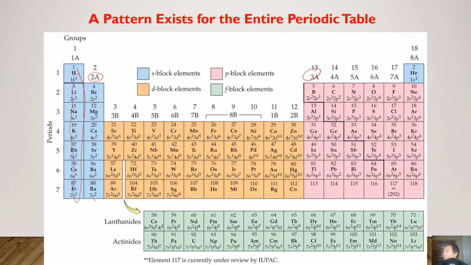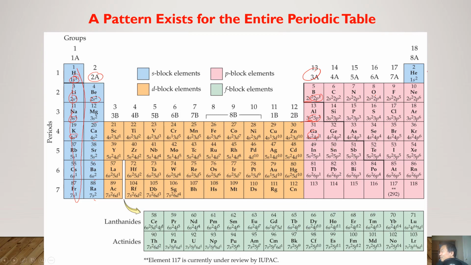When you look at 3A, for example, after you fill in 3s you have 3p. So they all have ns2 and np1 electronic configuration. Did you see that? When you pay attention to this, you also notice that the outermost shell has 1 electron, then the second one has 2, the third one has 3.